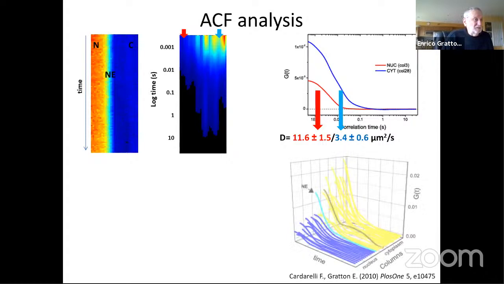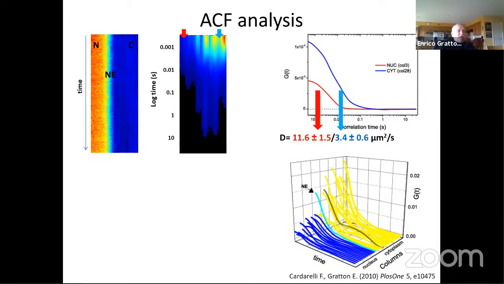Okay, we showed this one, and look at the time it takes. Remember that that part is the nucleus. In the nucleus, this molecule GFP moves faster, with a diffusion coefficient of 11.6 micrometers squared per second, and in the cytoplasm it moves slower. That's an effect of this part.